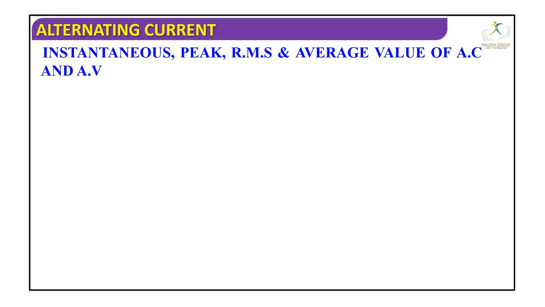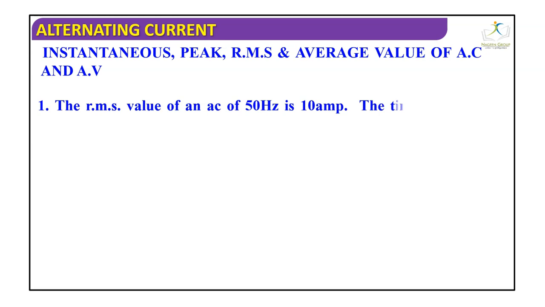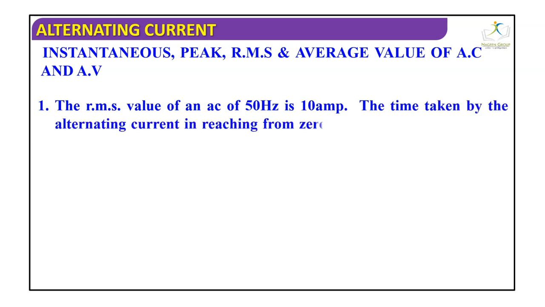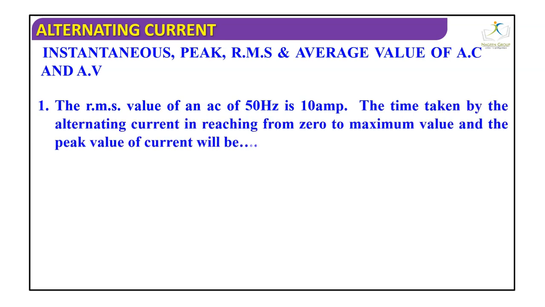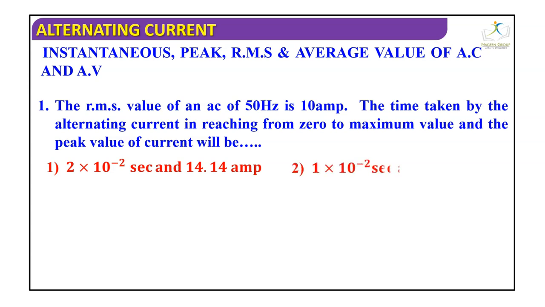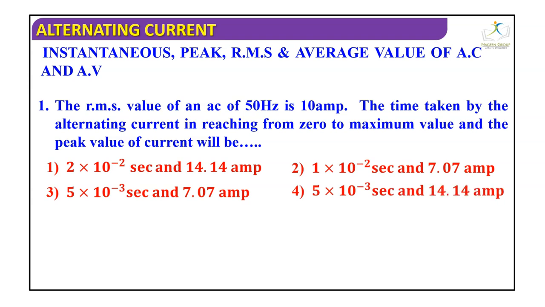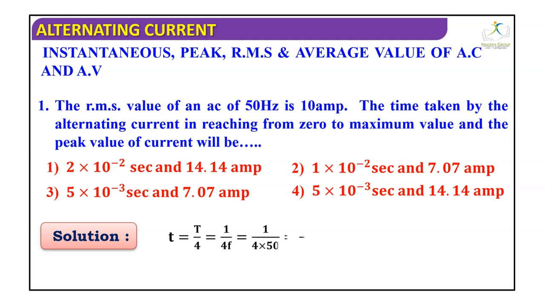The first question is: the RMS value of an AC of 50 Hertz is 10 ampere. The time taken by the alternating current in reaching from 0 to maximum value, and the peak value of current, will be? We have options. Just see the solution part. How will we solve it? T is equal to T by 4.